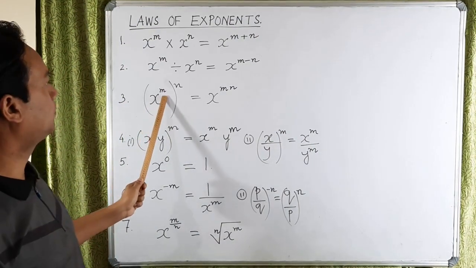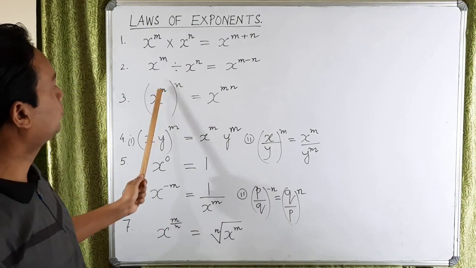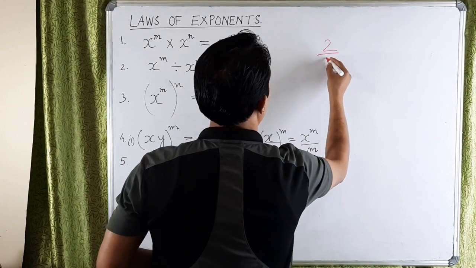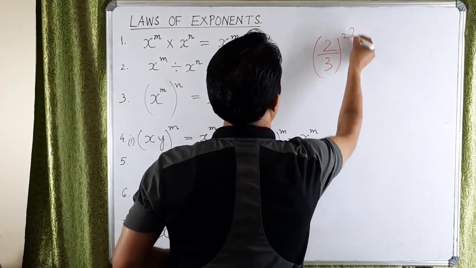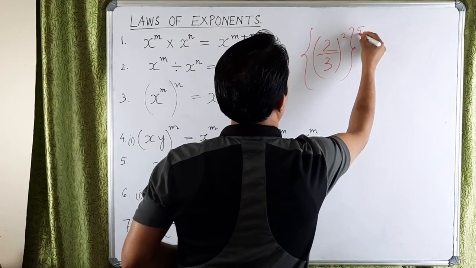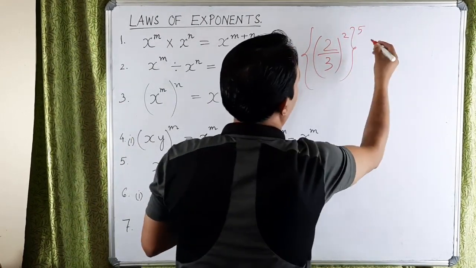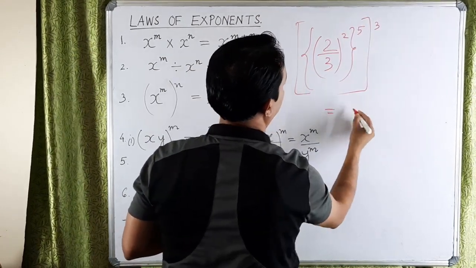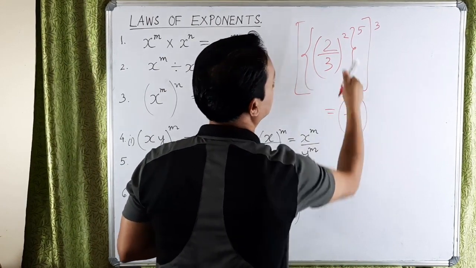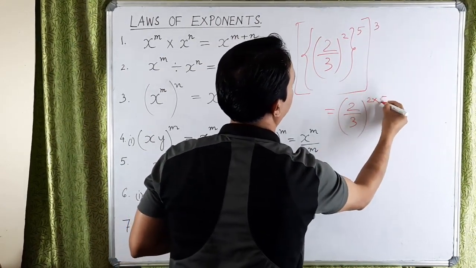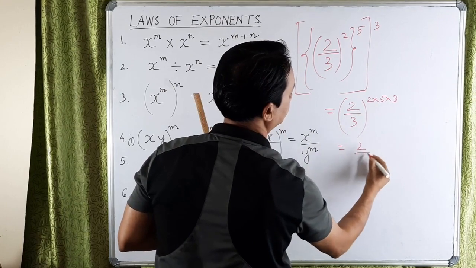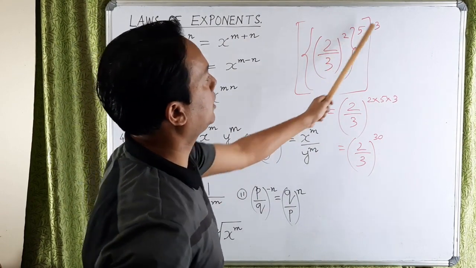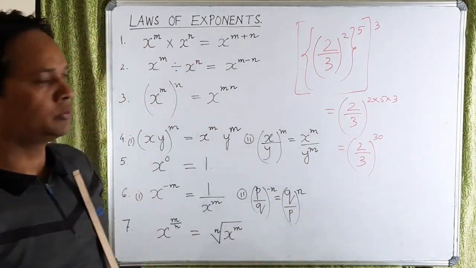Now number 3, x to the power m, whole to the power n. When you have two powers like this, we simply multiply the powers. Say for example, if we have 2 by 3 to the power 2 and we have another power, say 5 here. You can have more powers, say another power here, 3. In that case, we'll just write down the base only once and multiply the powers: 2 into 5 into 3, and it will become 2 by 3 to the power 30. So if we have one base and many powers like this, you will just multiply the powers.